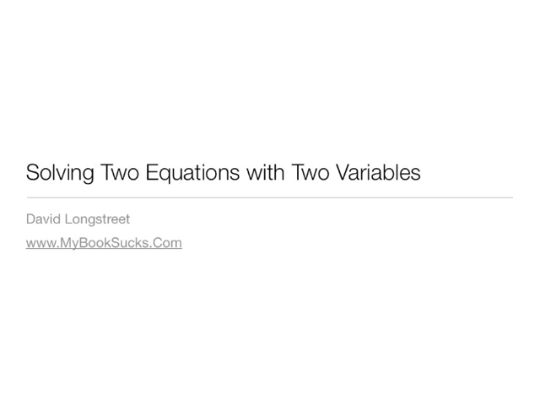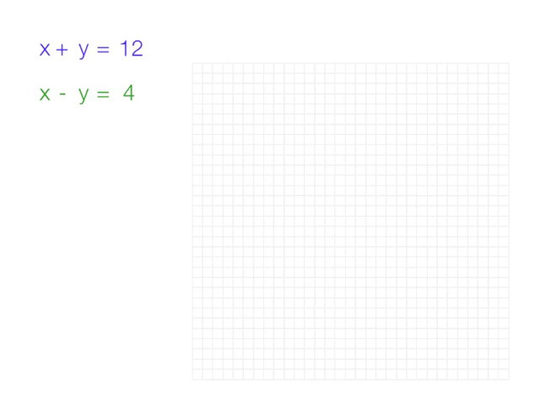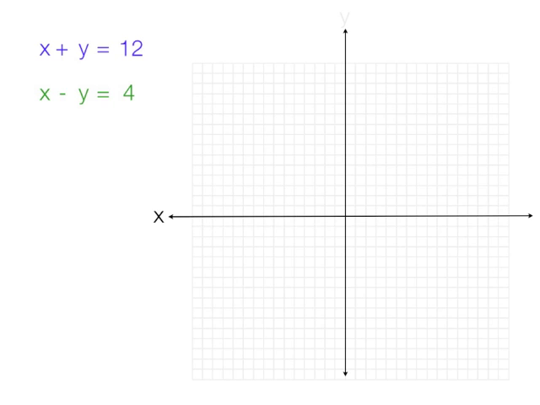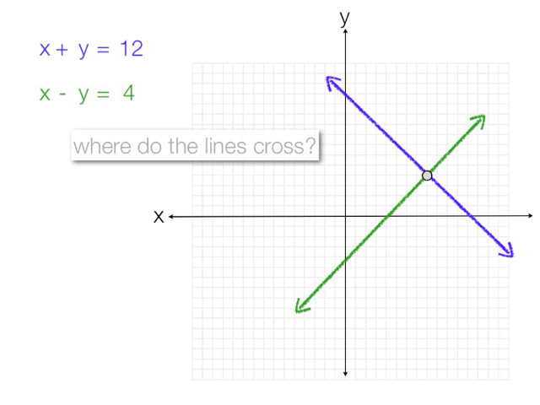In this video, I'm going to talk about solving equations with two variables. So now when you solve two equations, what does it mean? Let me put in a grid the x and y plot. If we graph the two equations, what we try to determine when we solve is where do the lines cross.